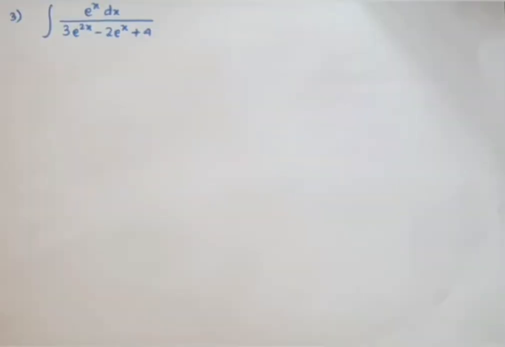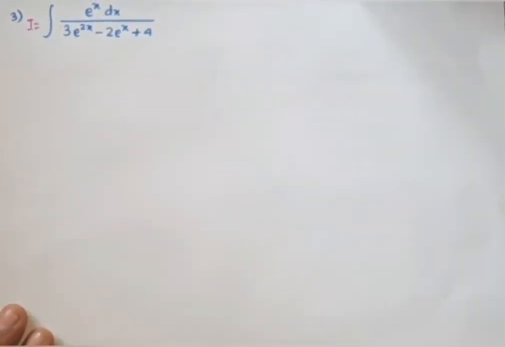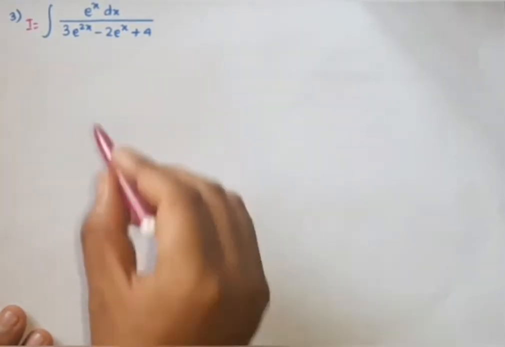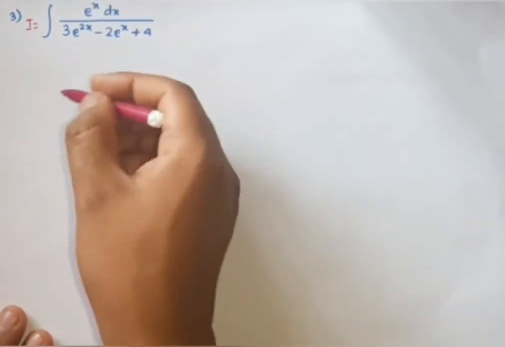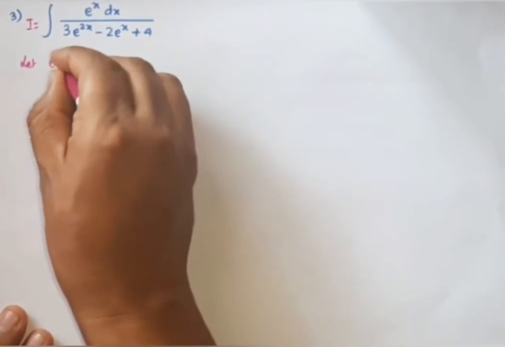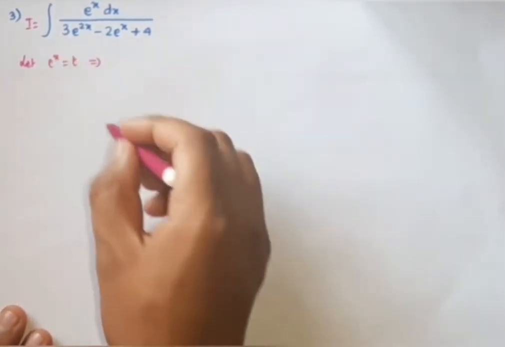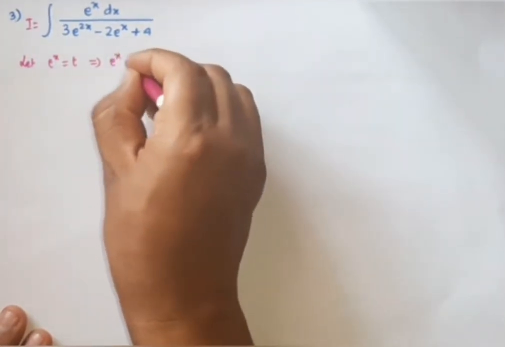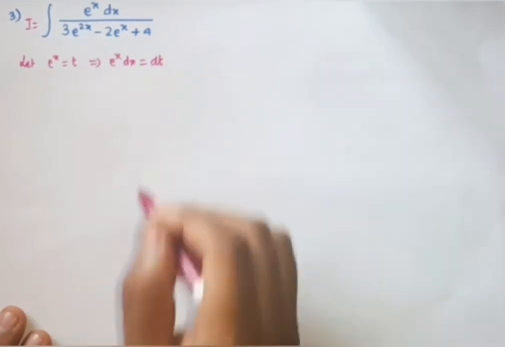Okay, let's have a look at this question. So this is my integral I. Here we clearly see that there has to be some substitution done. The substitution that you are going to make here is e to the power x equals t. So let me write: let e to the power x equal t. That means differentiation of e to the power x will be e to the power x dx, and here you will get dt.